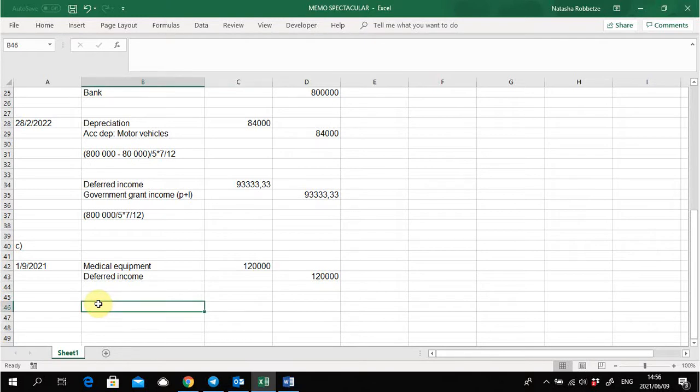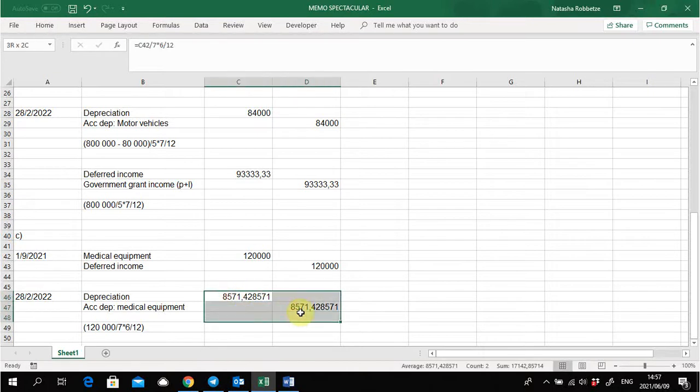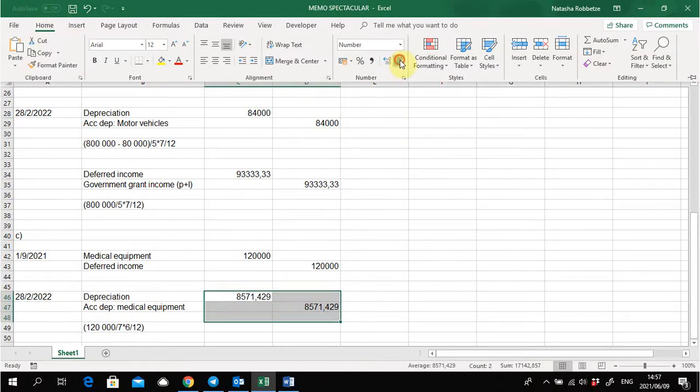Again, by year end, we now have to measure depreciation on the equipment, and we now need to take a bit of the deferred income and move it to government grant income. So on the last day, which is 28 February 2022, we're going to have depreciation and accumulated depreciation on the medical equipment. And they say that it has a lifespan of 7 years without any residual value. We've used it since 1 September, so we will argue that it was used for 6 months in the current financial year. And that gives us depreciation of 8,571 and 43 cents when we round it to 2 decimals.